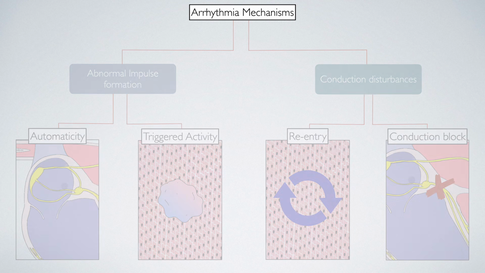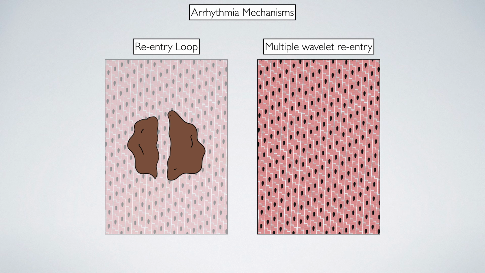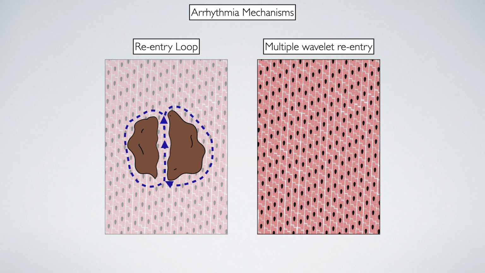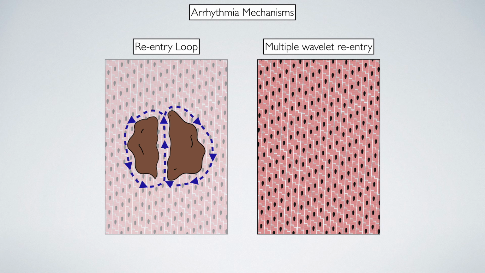Re-entry is where a large or small circuit is formed by myocardial cells which continuously conduct in a loop. For example, here is an infarction scar with an isthmus, a small channel that runs through its center. This allows for the formation of a re-entry loop around the scar, where an impulse can continuously conduct as different areas of the myocardium become excitable. The rapid conduction through the loop can excite local myocardium, and this drives the arrhythmia.